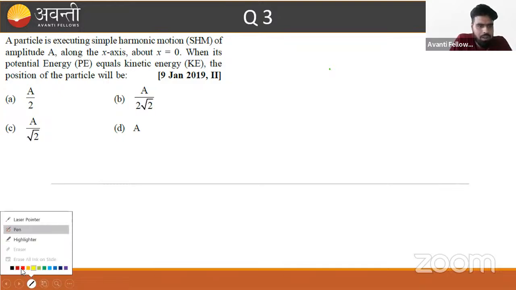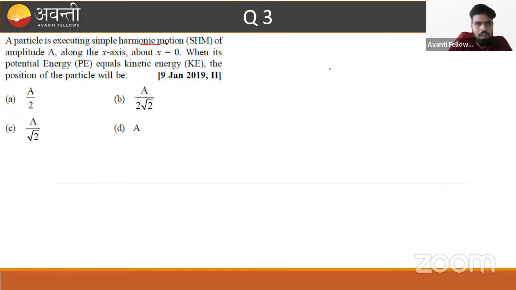It is given that a particle is in simple harmonic motion. So first of all, we have to write down, okay, SHM is going on here. Amplitude is A, so here we can write amplitude on the x-axis about x equal to 0. What is the meaning of x equal to 0, beta? This is the mean position because the particle is moving around x equal to 0. Okay, sir. When its potential energy is equal to kinetic energy.